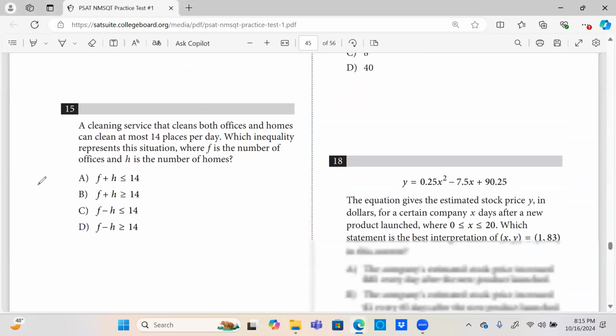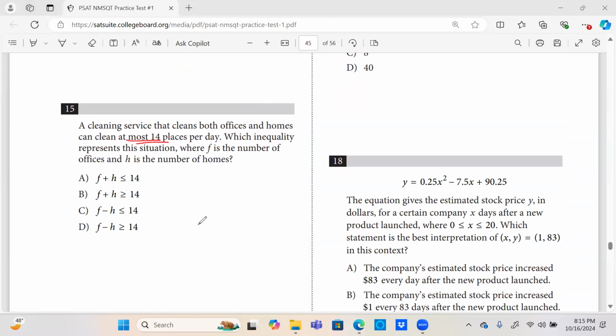A cleaning service that cleans both offices and homes can clean at most 14 places per day. Which inequality represents this? So the most this company can do is 14. So they can equal 14 or they can be under 14. They just cannot do more than that. They don't have enough employees or time in the day or whatever.